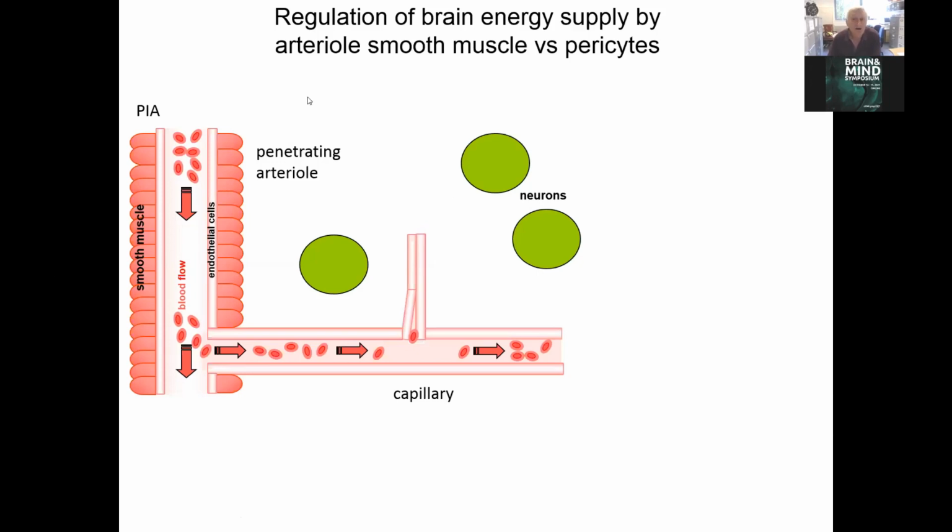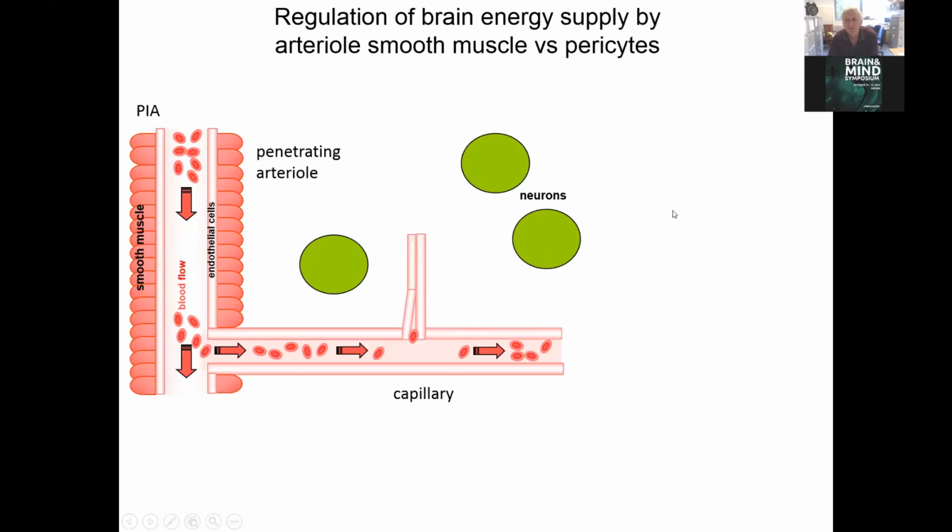This is a simplified diagram of the plumbing of the brain. How is blood flow controlled? Well, blood comes down from the surface of the brain through the cortex, through penetrating arterioles, which are ringed by arteriolar smooth muscle cells. And until recently, it was thought that adjusting the tone of these smooth muscle cells was what adjusted blood flow as it goes into the capillaries, where nutrient exchange occurs with the neurons.